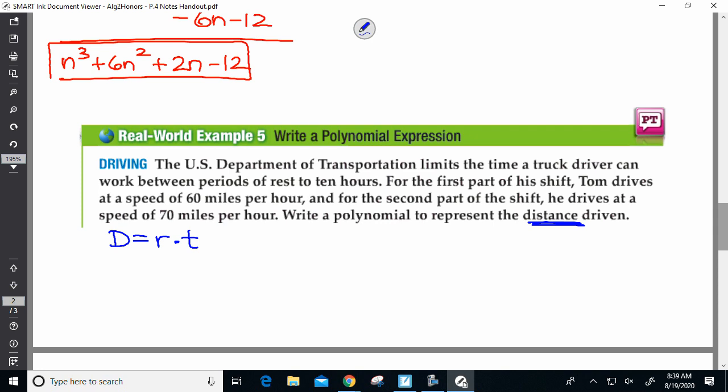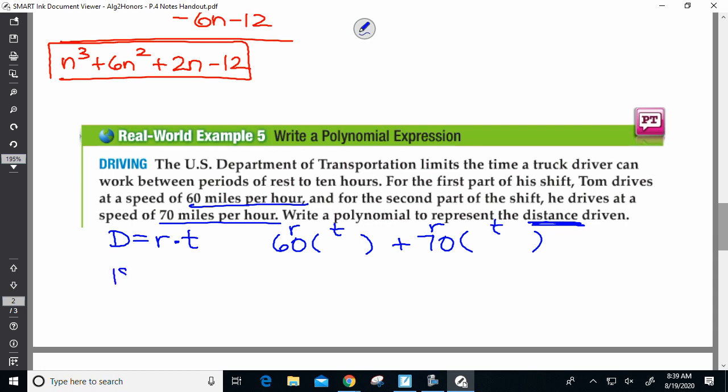So he's working two shifts. First part of his shift, he's going 60 miles per hour. Second part of his shift, he's going 70 miles per hour. So you had 60 times something plus 70 times something. So there's your rates. Now we got to deal with the times.